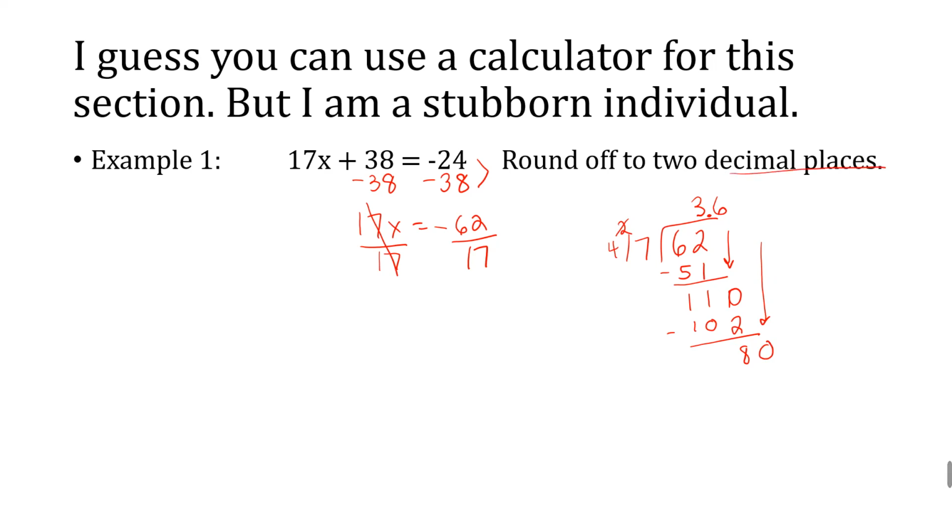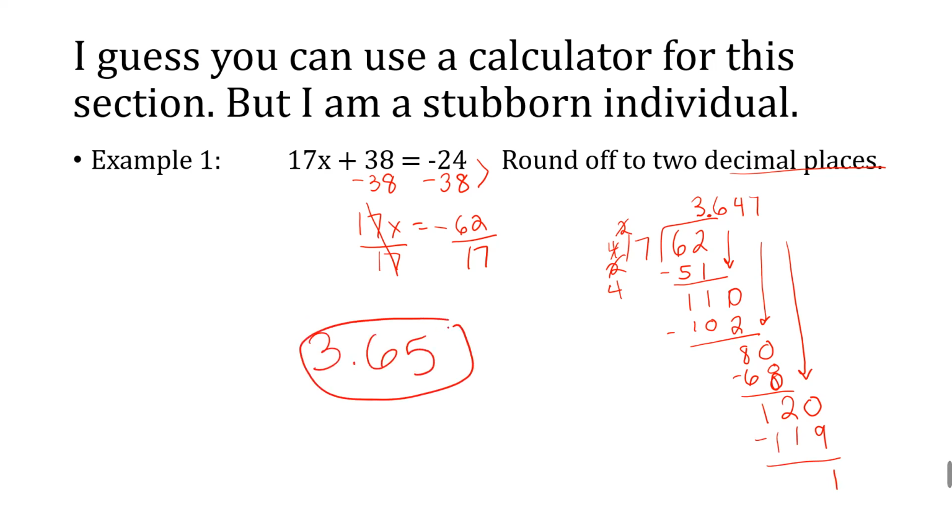Okay, 17 goes into 80. I'm going to go with 4 times. Okay, 4 times 7 is 28. 4 times 1 is 4, plus 2 is 6. That would give me 12. Okay, I guess I have to do it one more time to be able to round. 17 goes into 120, probably 7 times. 7 times 7 is 49. 7 times 1 is 7, plus 4 is 11. So that means if I'm going to round to 2 decimal places, I'm going to get 3.65. Oh, I didn't even write x.